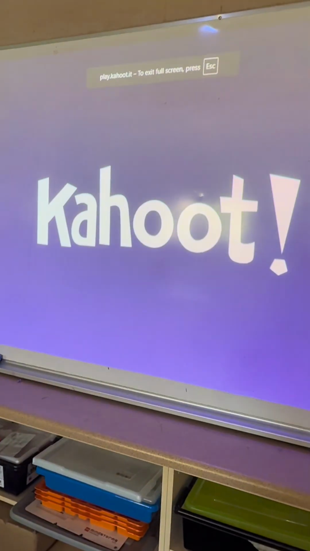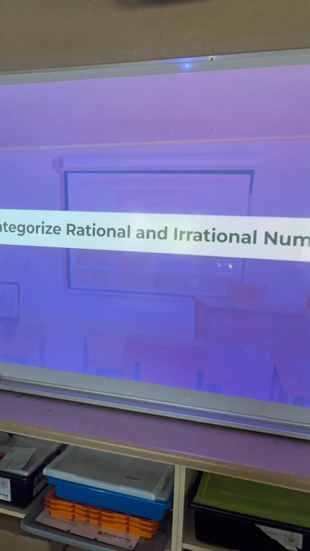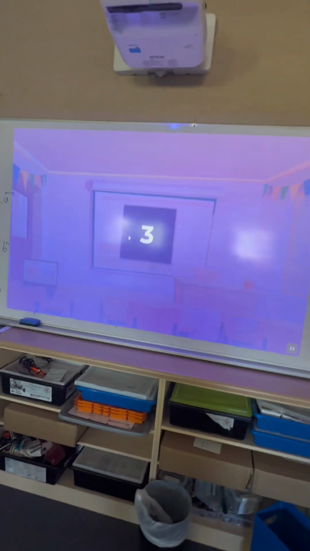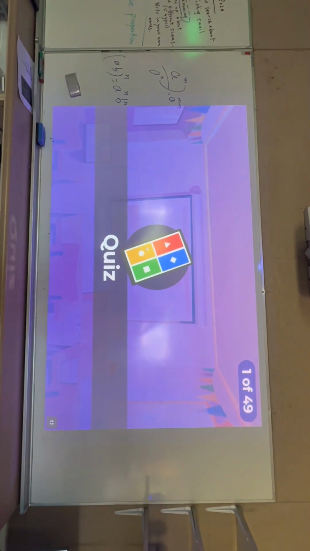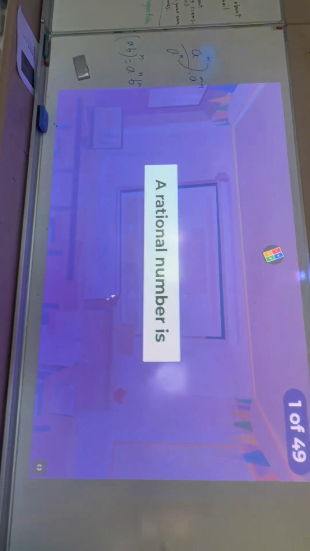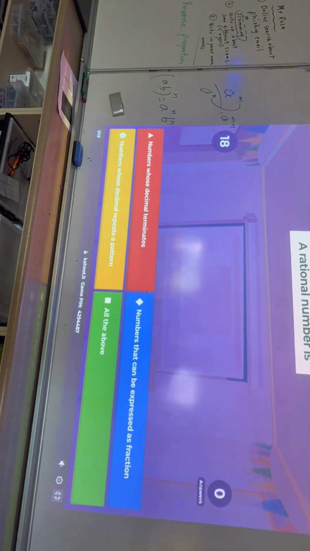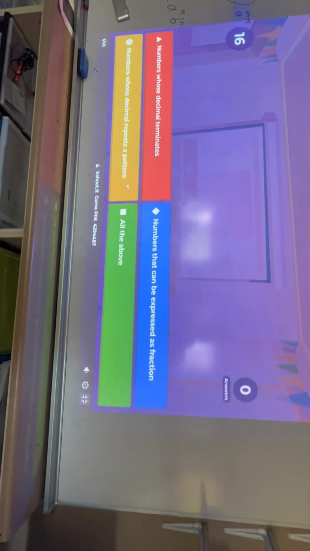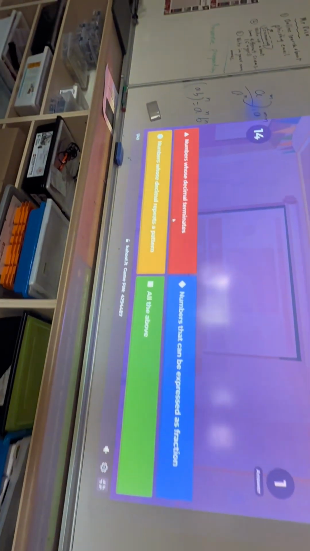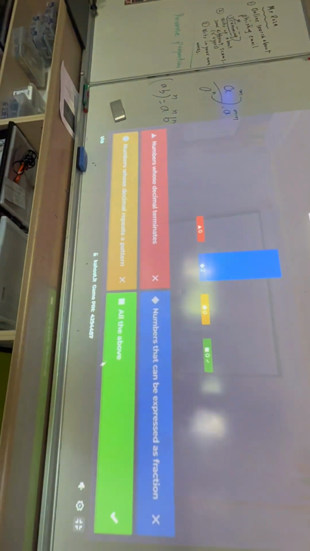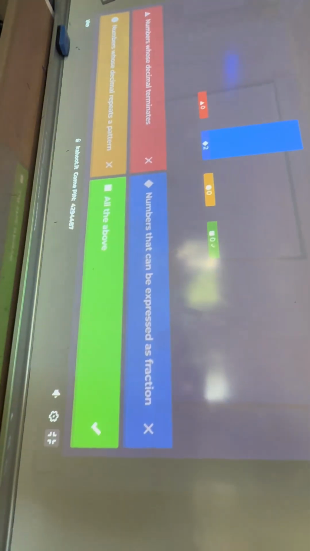Kahoot. A rational number is a number whose decimal terminates, a number that can be expressed as a fraction, or all of the above. Oh, A was the answer.